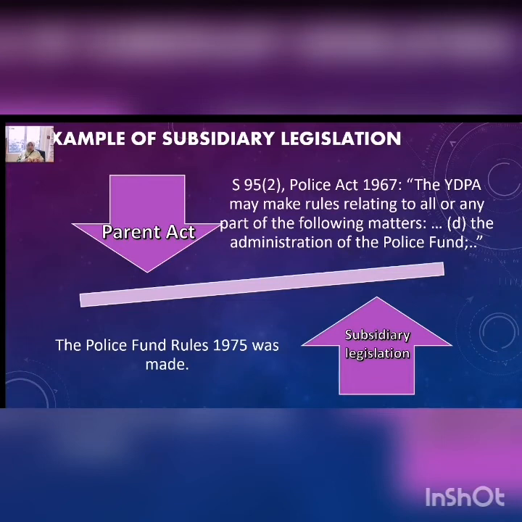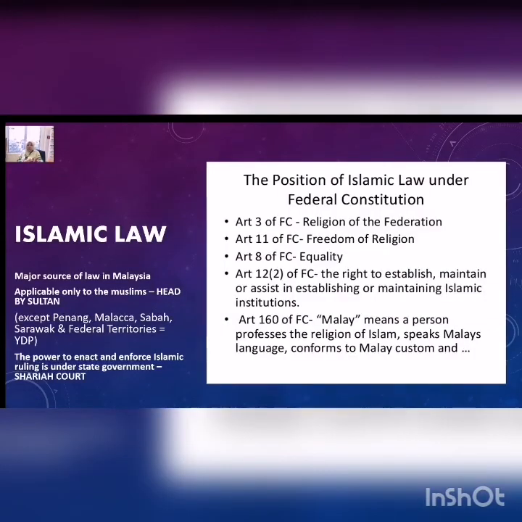Okay, the second one is the Police Act. See, the Police Act says that the YDPA, Yang di-Pertuan Agong, can make rules on the administration of the police fund. Police Act 1967. The subsidiary is Police Fund Rules 1975. Very easy, right? The last part of sources is Islamic law. It is the major source in Malaysia.